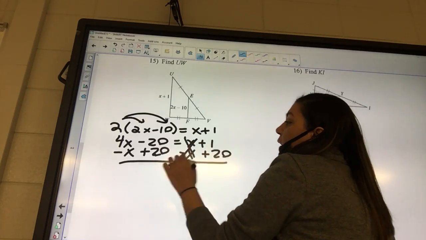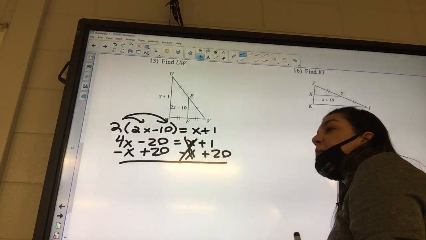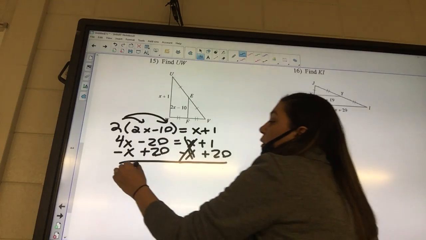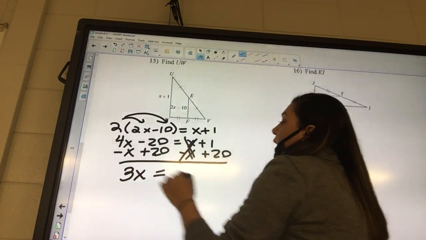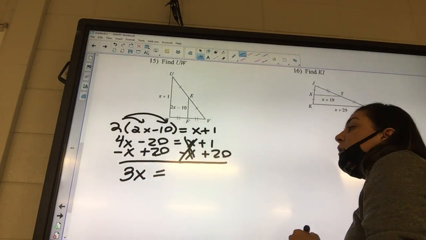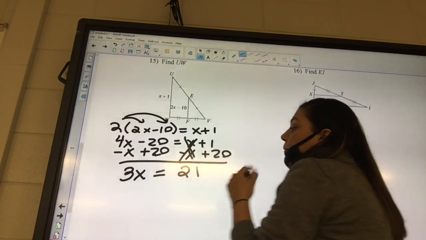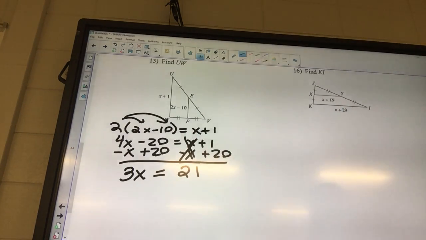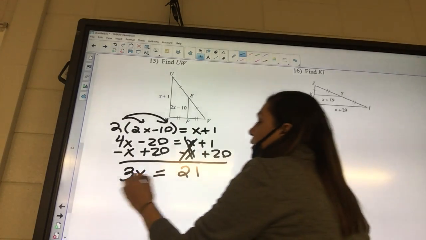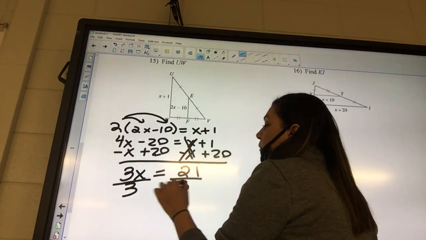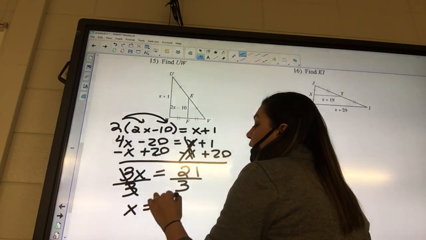Plus 20. Okay, so on the left I got 4x minus 1x, 3x, and on the right 1 plus 20, 21. Okay, and so I got 3x equals 21. Divide both sides by 3. X equals 7. So x is going to equal 7.